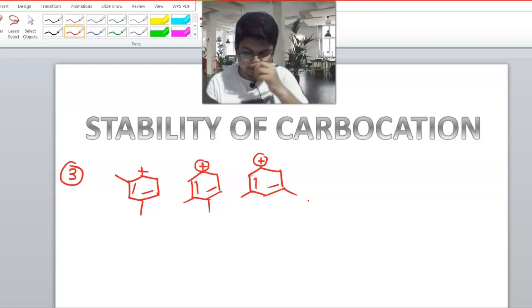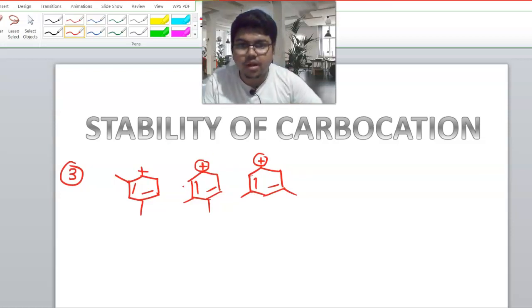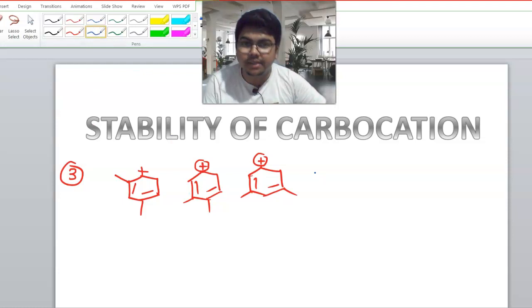Okay, so these are 3. So what should be the stability order? This is similar to the previous case, so I am not going to discuss it in more detail. So I am writing the stability order A, B, C. You will examine yourself and match it with your answer. C greater than B greater than A.